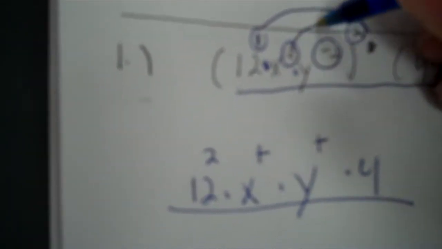So 12 to the 1. So I take 1 times 2, that's 2. Then there's 2 x's, so the first x is to the second. 2 times 2 is 4. And the other x is to the first, so I take 1 times negative 3, and that's negative 3. So 4 plus negative 3 is 1.